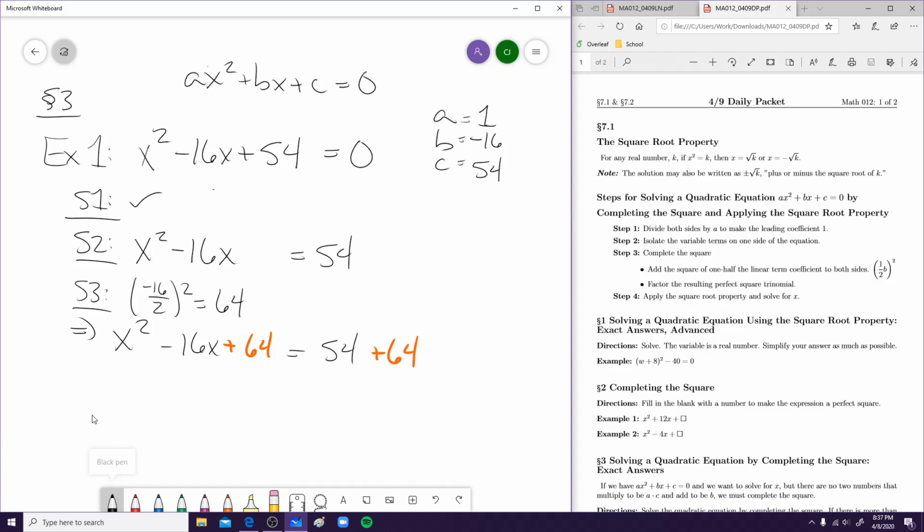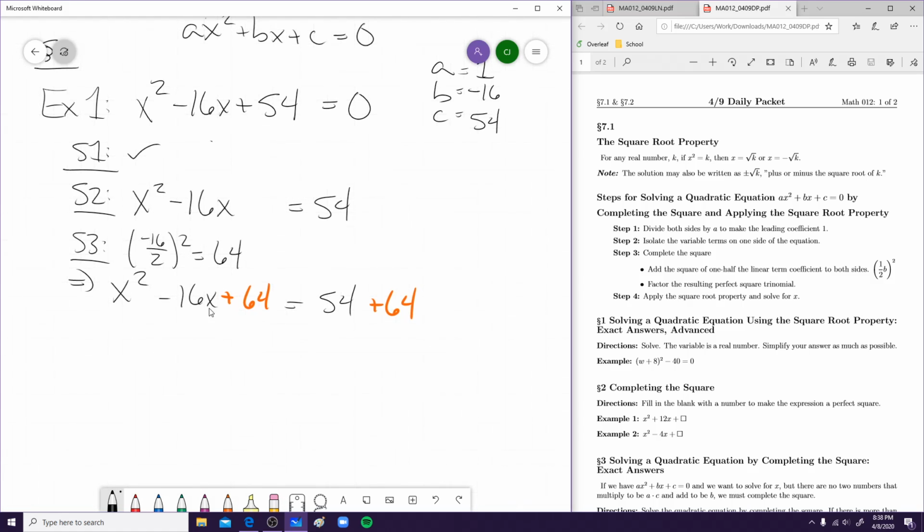So now let's look at this. We want to factor the resulting perfect square trinomial. If we had done this right, this should be a perfect square trinomial, and it is. This is x minus 8 quantity squared. We can do a double check. x times x is x squared. Negative 8 times negative 8 is 64. 2 times x times negative 8 is negative 16x. So this is the exact same as above. And then what is 54 plus 64? That is 118.